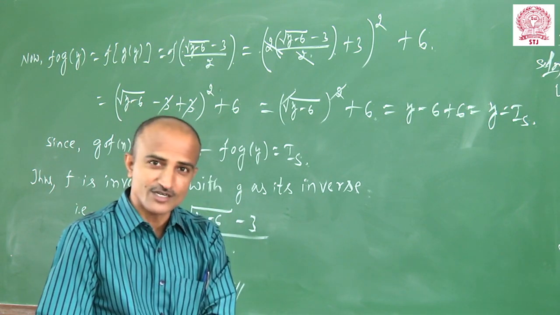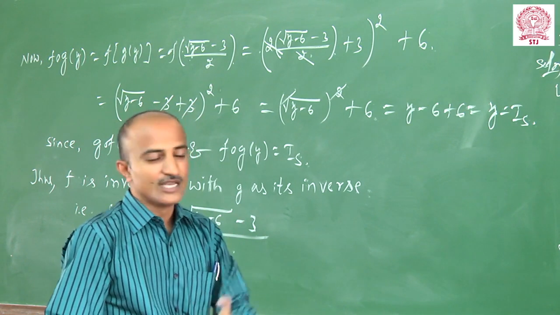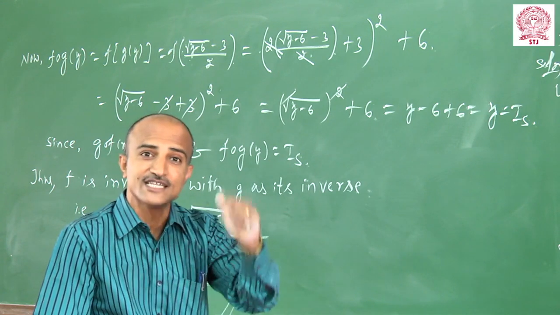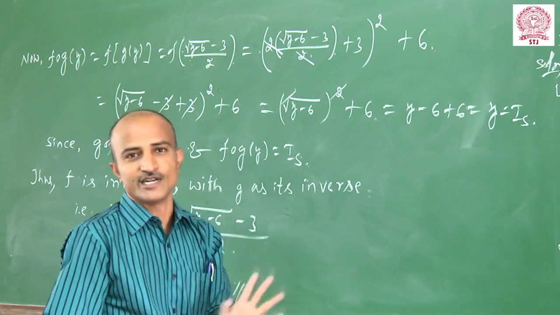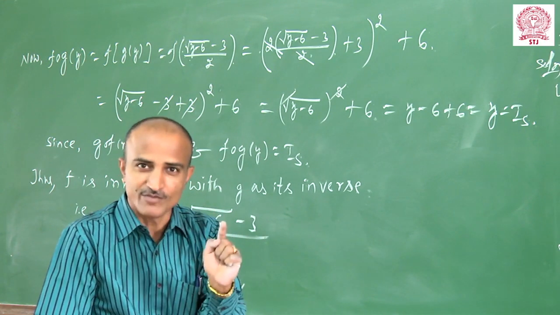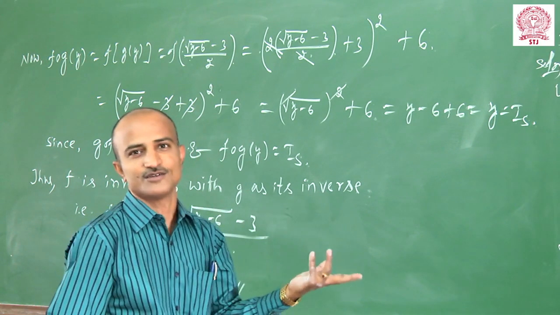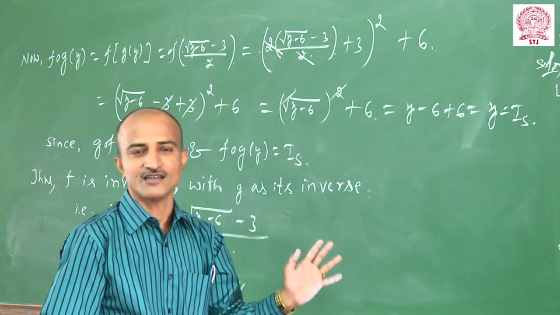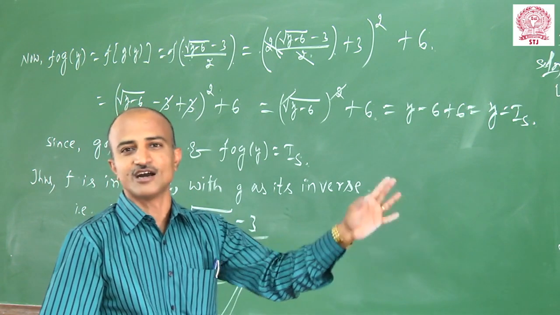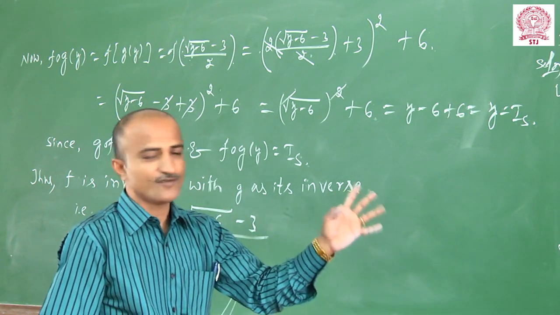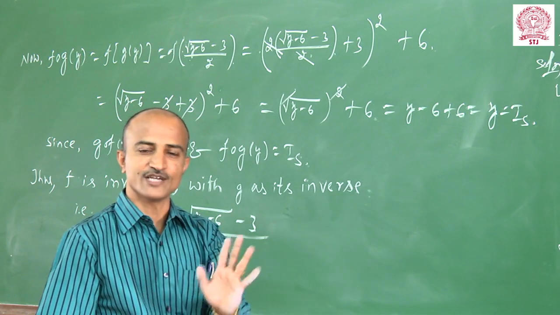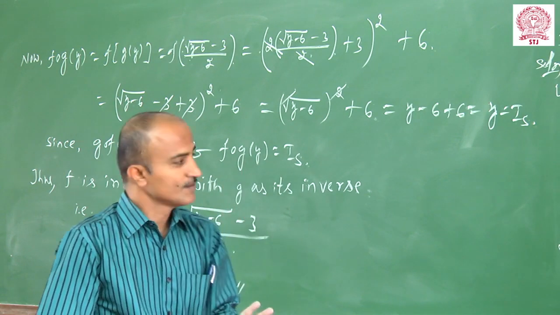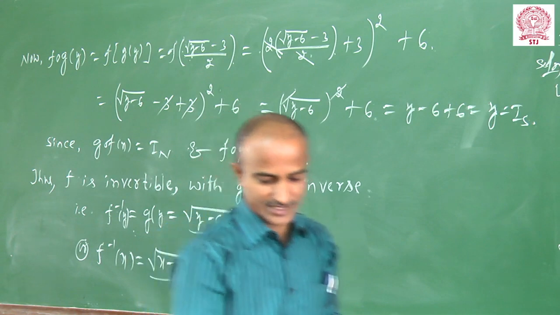Whenever a function is 1 to 1 and onto, obviously it is invertible. If a function satisfies the conditions of gof and fog, it is enough to say that the function is invertible. When we say the function is invertible, obviously it should be 1 to 1 and onto. Therefore, it is not necessary to show independently that the functions are 1 to 1 and onto, and then again check gof and fog. It is enough if you show that gof of x is equal to x and fog of y is equal to y to say the function is invertible, and then g is its inverse.